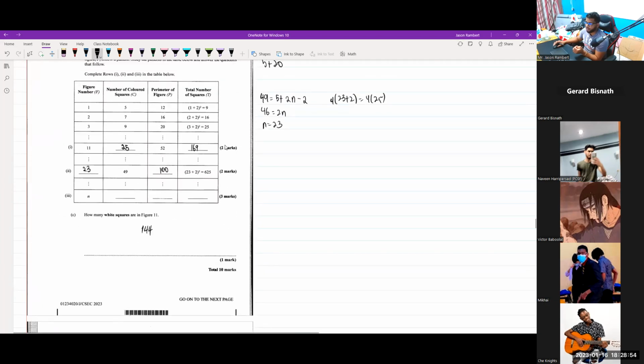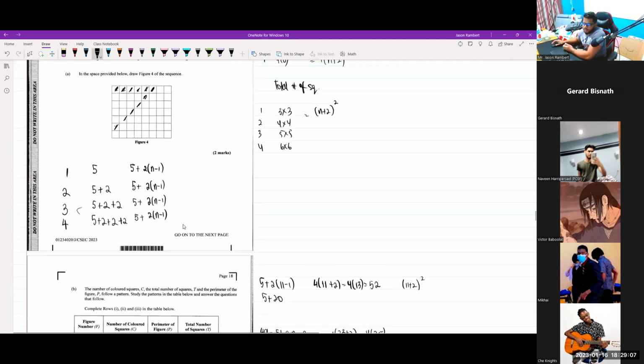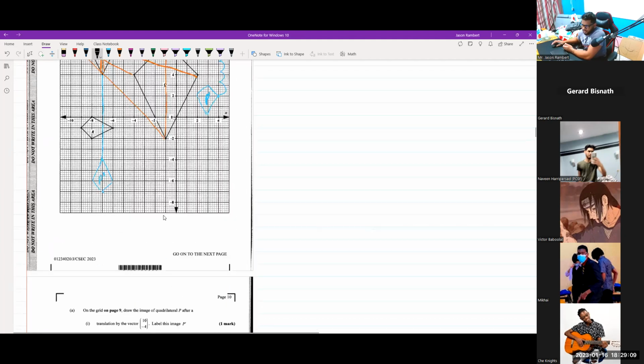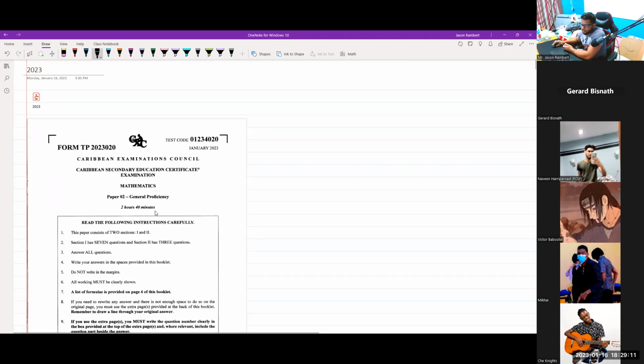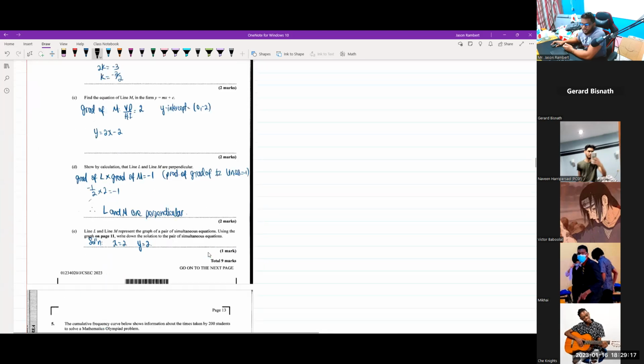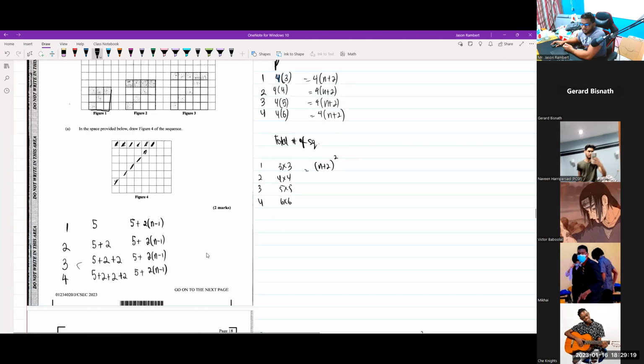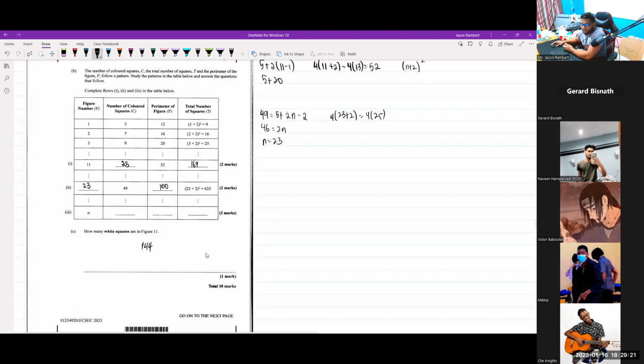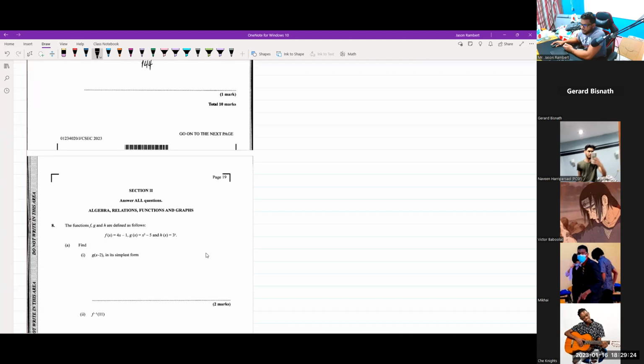Hey, we finished section 1 already, boy. What time? 1.5. Not bad. I mean, we could have done a lot of questions. So let me say, out of the 2 hours and 40 minutes, it should have taken probably an hour and 45 minutes to do section 1. So I finished the whole paper in 2 hours. 2 hours? Yeah. That's good.